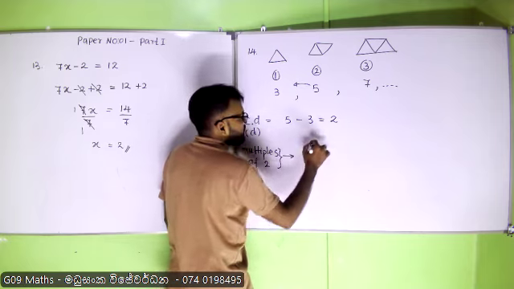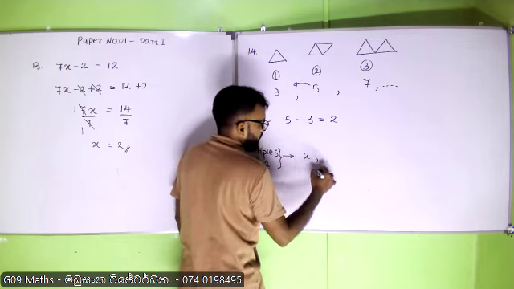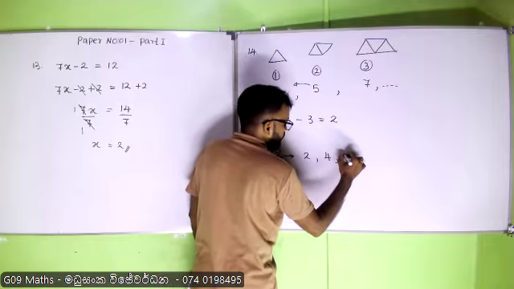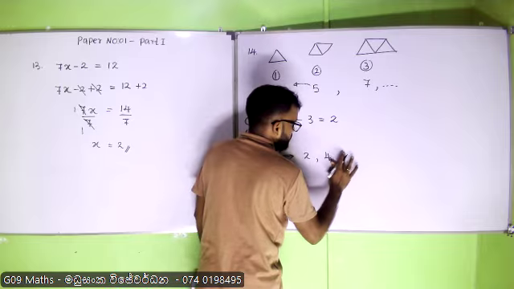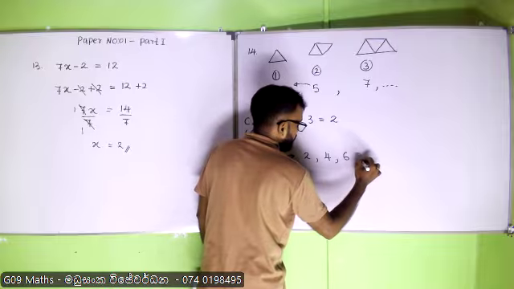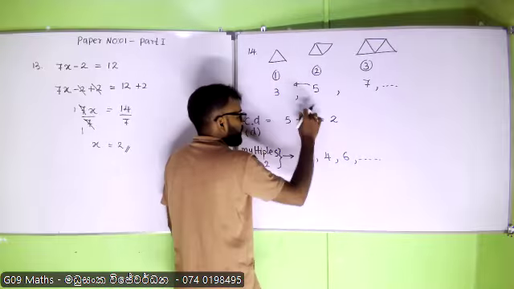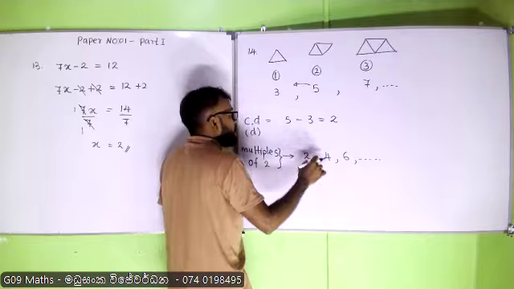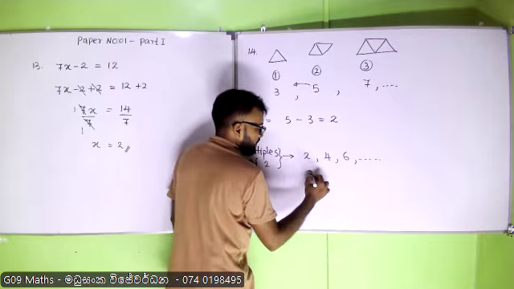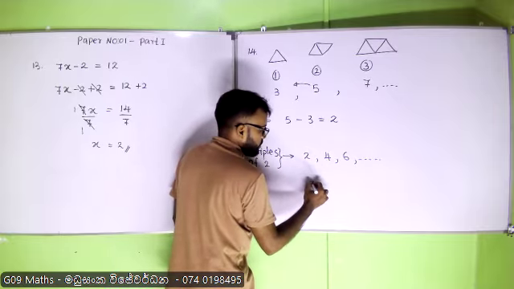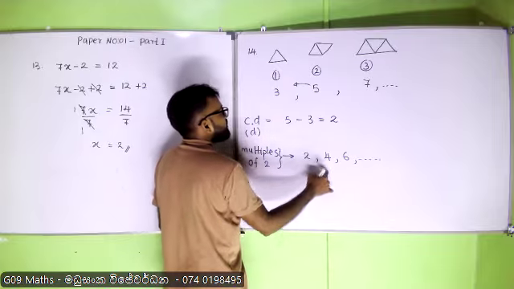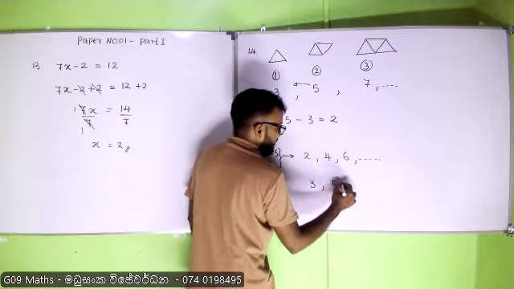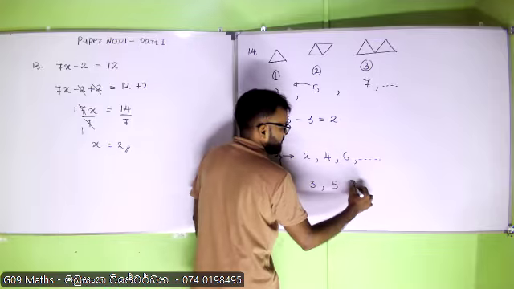Here. First multiple is 2. 2 times 1, 2 times 2, 4. Then 2 times 3, 6, and so on. Right? Under this first term, I will write 3 because that is my first stage. Under this second term, I will write 5. Under this third term, I will write 7.